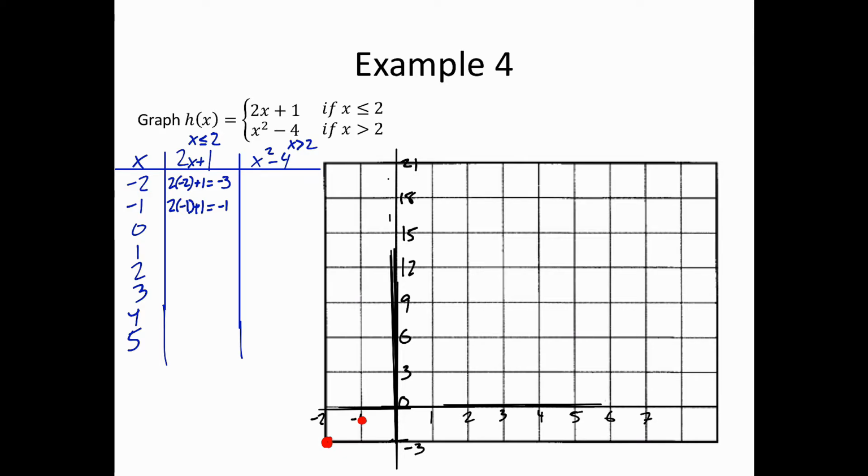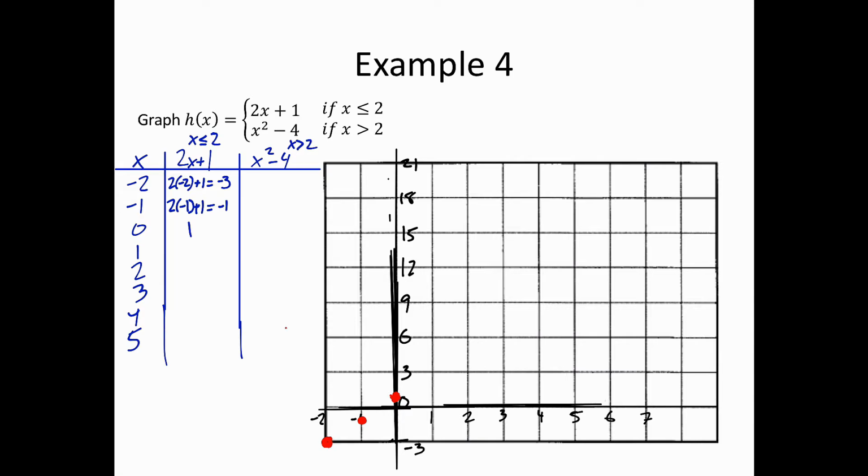Then we're going to plug in 0. We actually did that on the previous page. When we plug in 0, we just get an output of 1. So x equals 0, y equals 1. So we're right about there, a third of the way approximately up. I'm just going to stick with using red here.